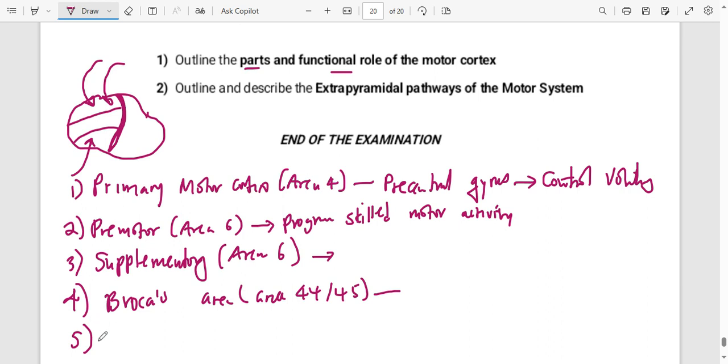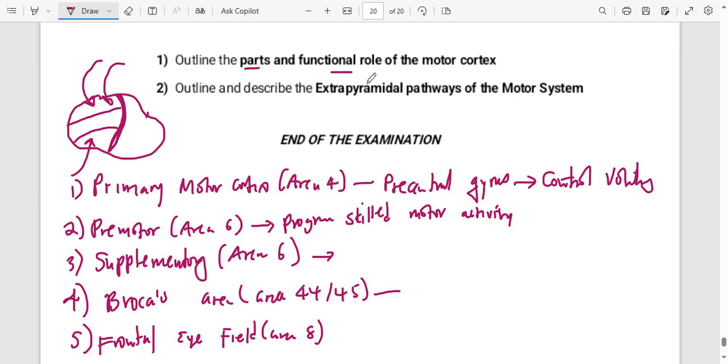And then for the last one we can mention is the frontal eye field. So you have got also this area, like area 8, that is involved in moving the eyes. When you turn to the left, the eyes can face the opposite direction.